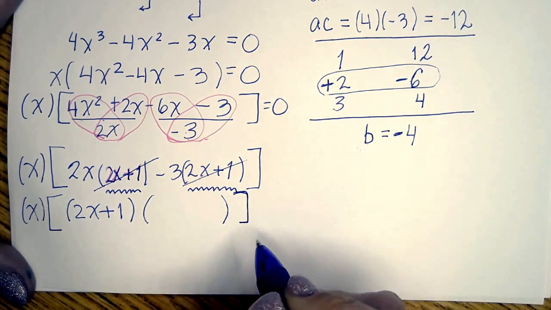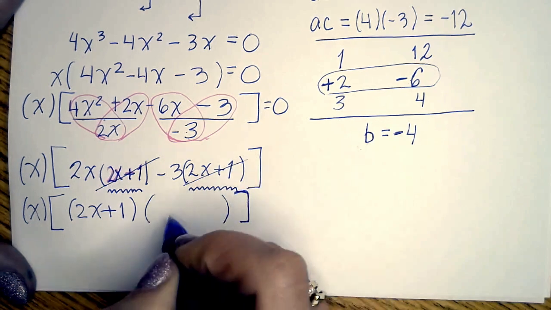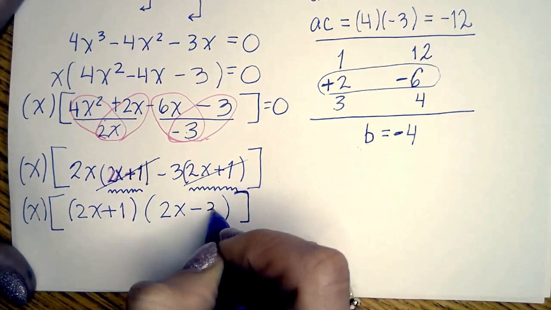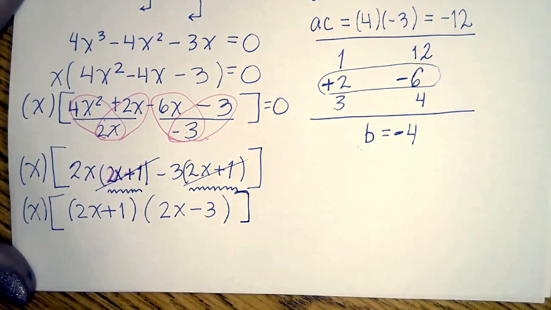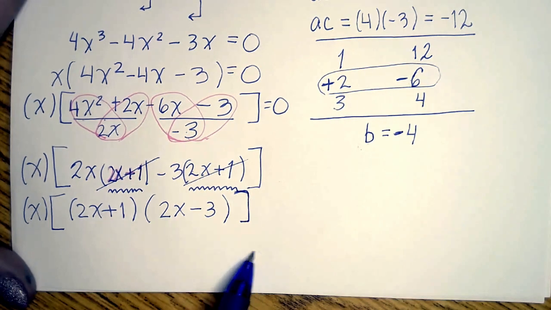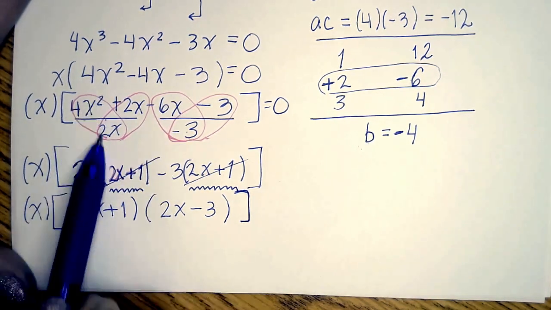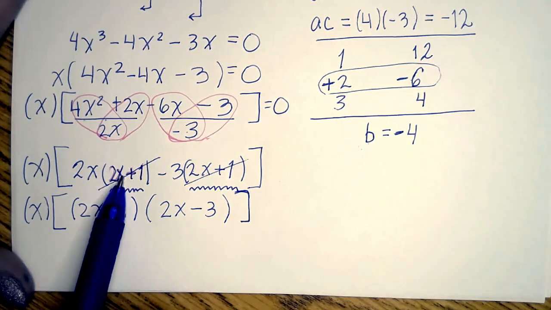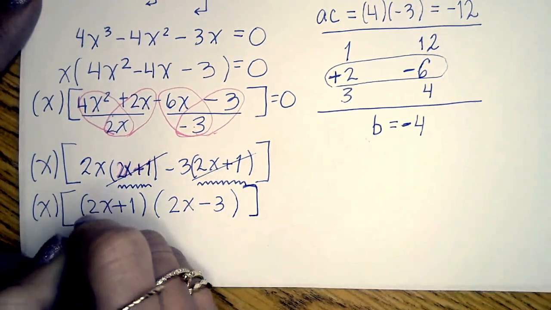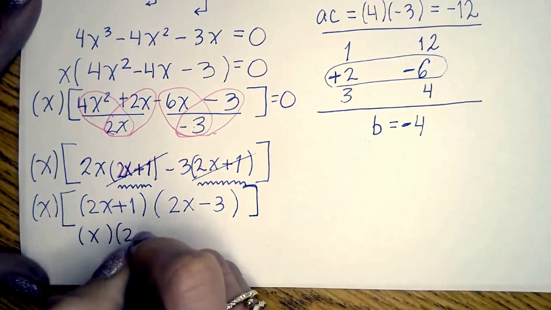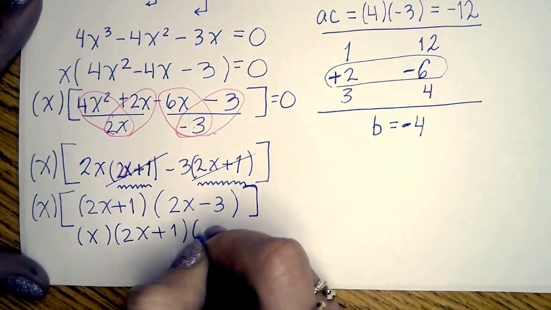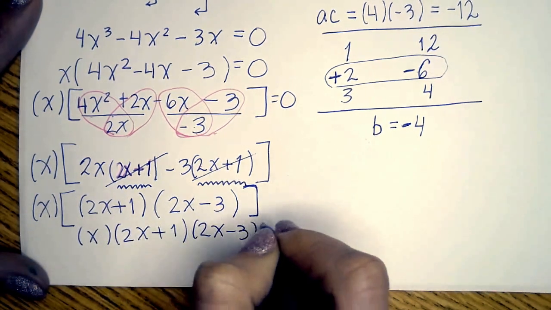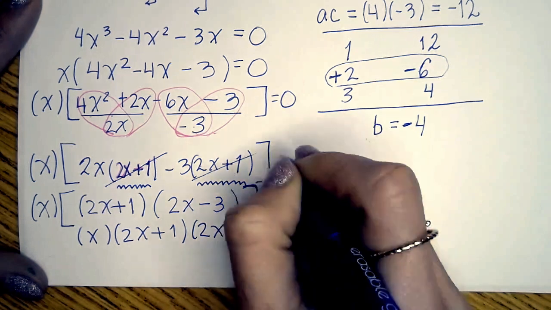Come on, guys. Second time I asked the question. What goes inside? Thank you much. 2x minus 3. Now these brackets are no longer really necessary. They were only really necessary in these two steps while we were doing the factoring process. So if I want, I could just write x and 2x plus 1 and 2x minus 3 equals 0. And really it should be equal to 0 the whole time.